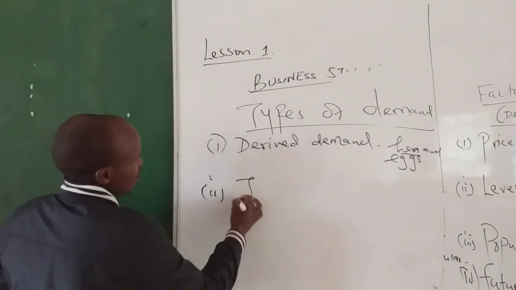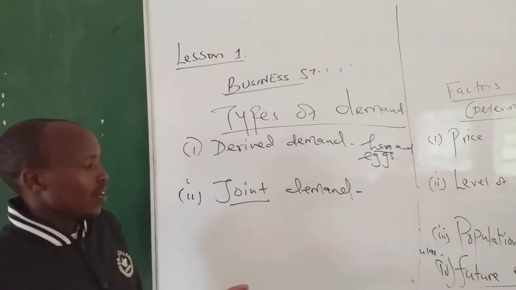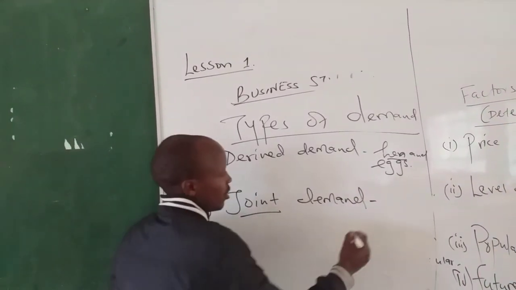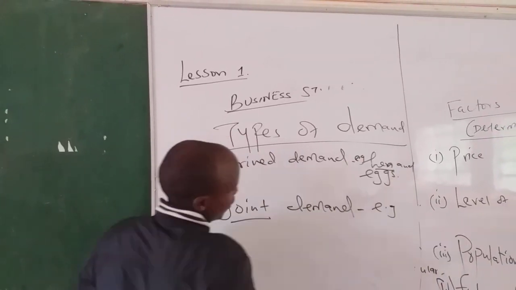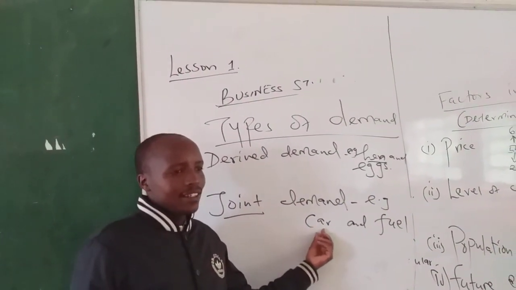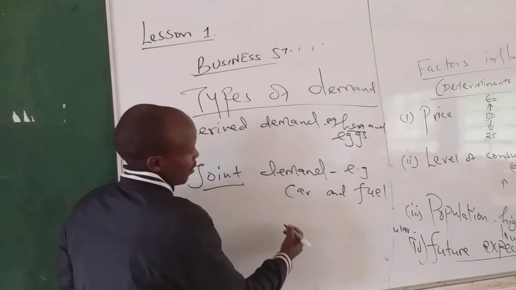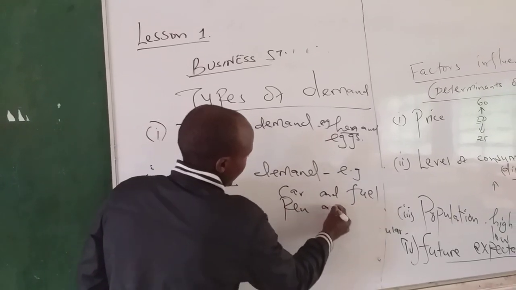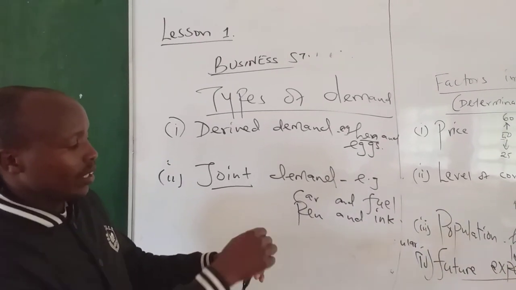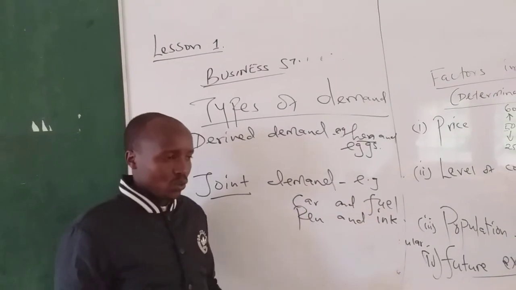Number two, joint demand. From the word joint, here you mean those products which are demanded jointly, in other words, those products which are used together. For example, a car and fuel. Of course, you will not buy a car and make it move without using the driving force, the fuel. Other examples include a pen and ink. This pen of mine will not write if it does not have ink. I will refill the ink so that the pen will do the writing part. This is what we call joint demand: those commodities which are demanded together.